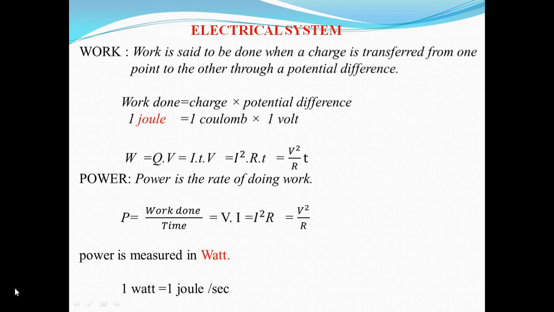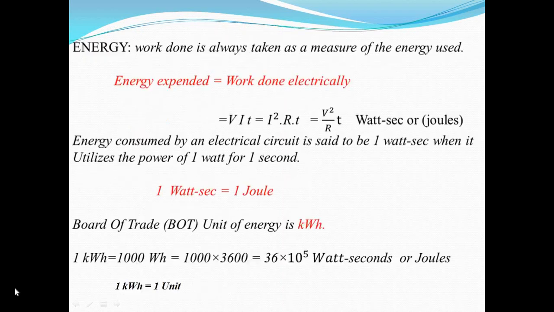If you consider the formula, power is equal to work done upon time. The work done is measured in joules and time in seconds, so watt is equivalent to joule per second. So 1 watt is equal to 1 joule per second.